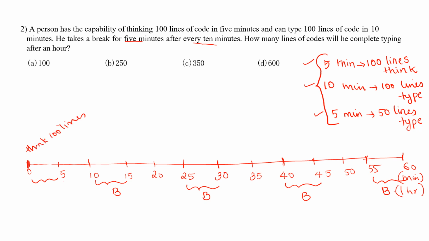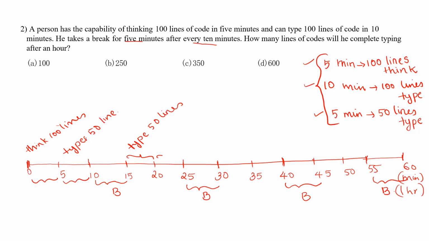Then in the next 5 minutes he will type these lines. In 5 minutes he can type 50 lines. Okay, here he will type 50 lines. Then 10 to 15 is his break time. Then 15 to 20 he will type the remaining 50 lines. Now 100 lines are typed, completed.